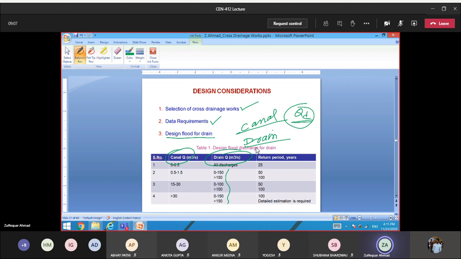So here you can see, let us say I'm taking 15 to 30 meter cube per second discharge in the canal. And in the drain, let us say the discharge is more than 100, we have to take 100 years return period for the discharge computation for the drain, or for the river. And how we can compute that is a part of hydrology. So you can invoke the hydrological model for that. You can do the frequency analysis, Gumbel methods, and all those things to calculate what would be the discharge corresponding to the 100 years. So the discharge is a very important parameter.